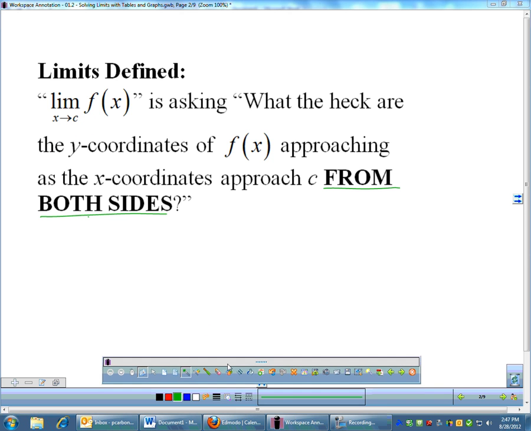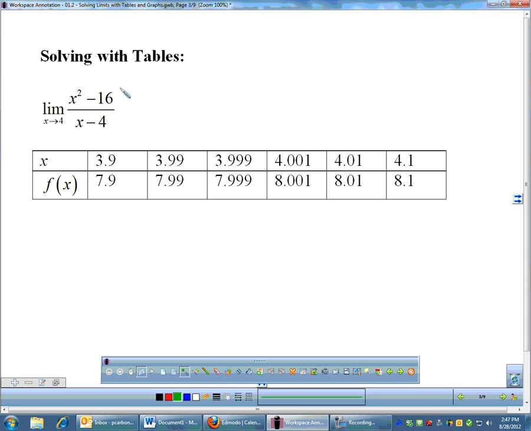So let's start with tables. What I have here is a function, the limit as x approaches 4 of x squared minus 16 over x minus 4. And I have gone ahead and filled out the table for you. We'll talk in class about how to generate the table on the calculator if you don't know already. In short, on the 89, you'll go to table setup, and you want to set the independent variable to ask, and then you can punch in whatever x coordinates you want.